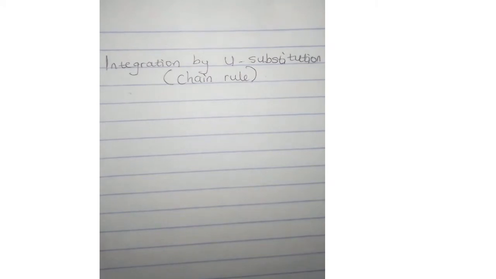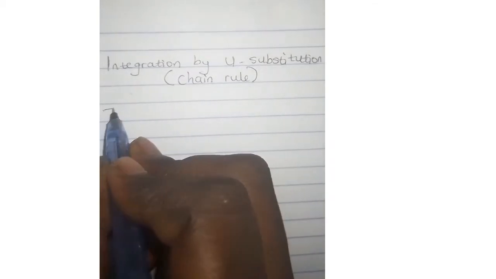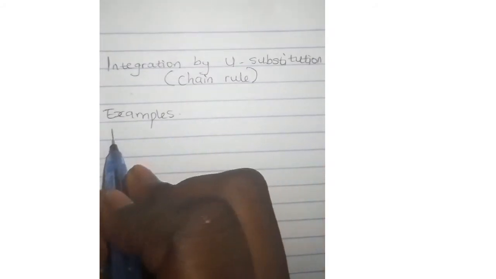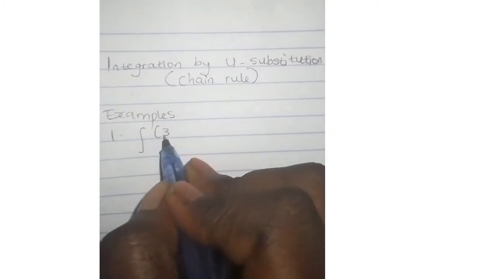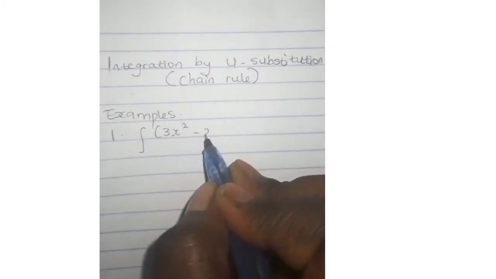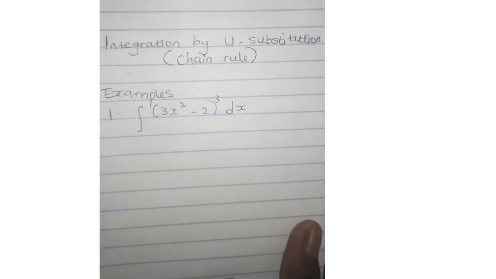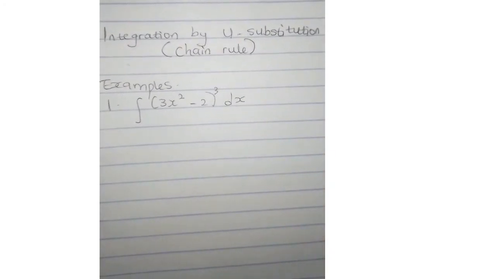In this video we're going to talk about integration by u substitution involving the chain rule. Now we're going to use the chain rule method, which is the u substitution, whereby we substitute a function to be equal to u. So we're going to take an example. We have the integral of (3x squared minus 2) to the power 3 dx. Now we're going to use the u substitution method, but we're going to follow the chain rule.